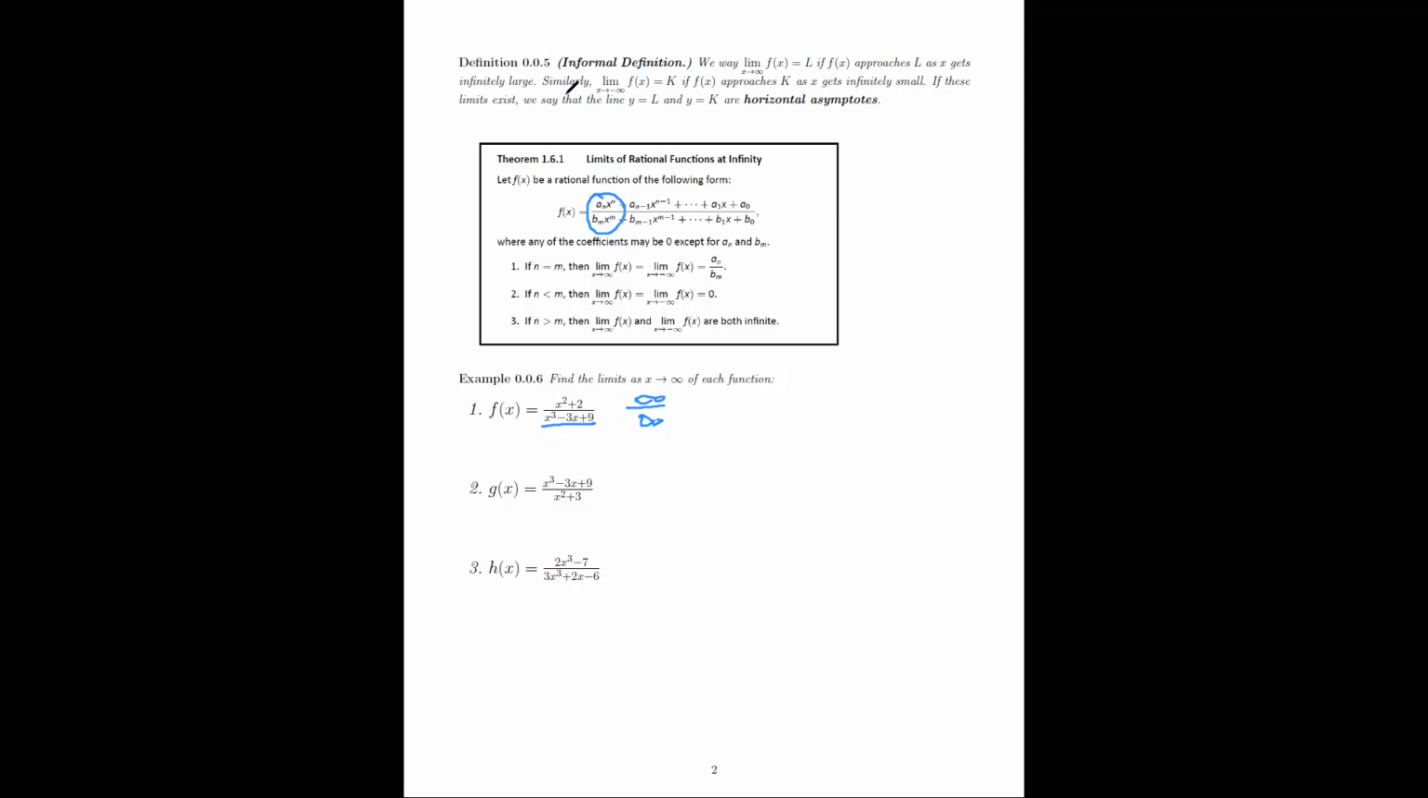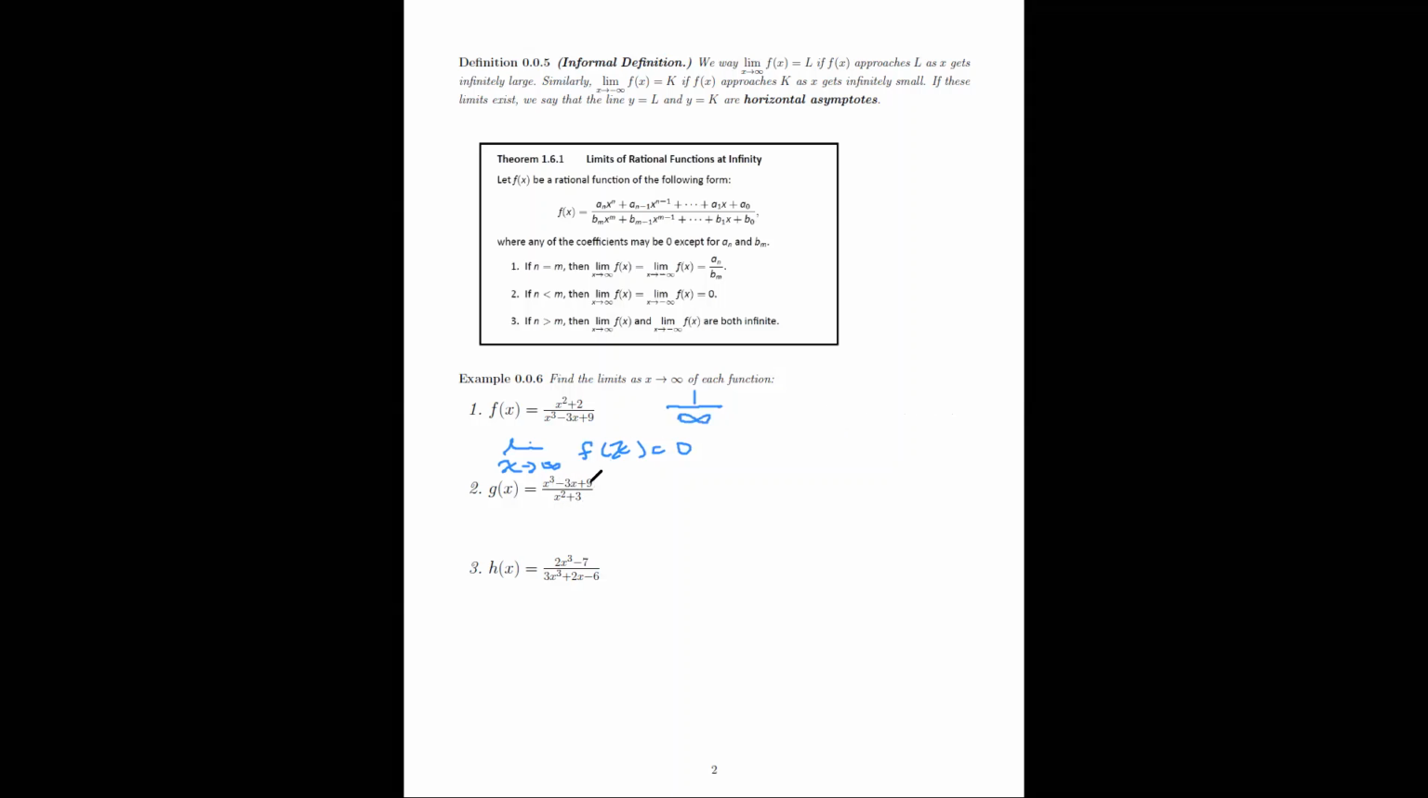What that means is we don't actually have infinity over infinity. What we actually have is something much, much smaller over something much, much bigger. What this means is this limit is going to 0, right? So the limit as x goes to infinity of f of x is going to equal 0, because more or less what we have is something small over something huge, right?